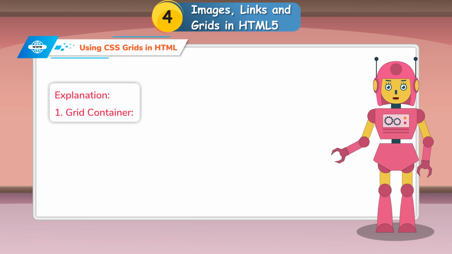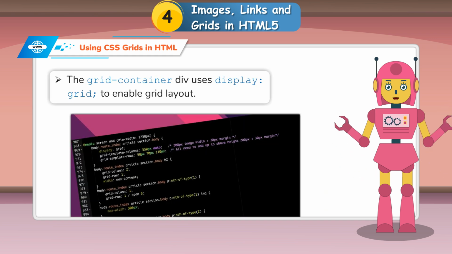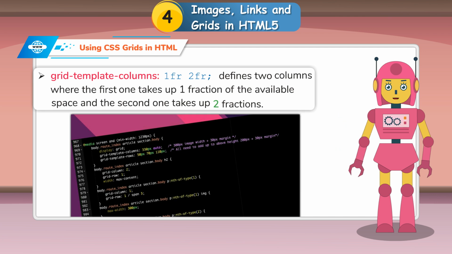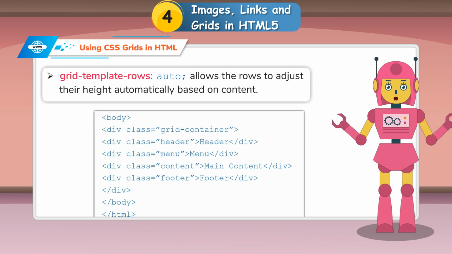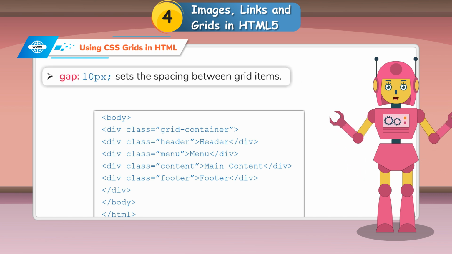Explanation. 1. Grid container. The grid container div uses display grid to enable grid layout. Grid template columns 1fr 2fr defines two columns where the first one takes up one fraction of the available space and the second one takes up two fractions. Grid template rows auto allows the rows to adjust their height automatically based on content. Gap 10px sets the spacing between grid items.